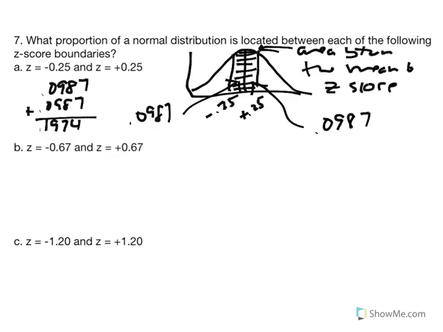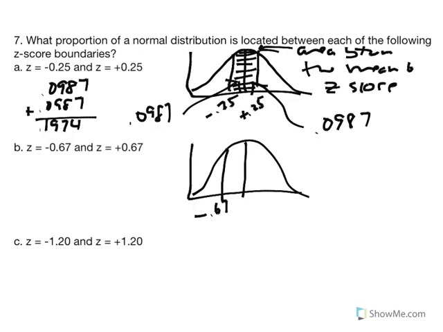Okay, so the next one, again, we draw our distribution. And now we're interested in the area between negative 0.67 and positive 0.67. Again, it's the entire area of the distribution that we're interested in. And it's going to be the same process, using the area between the mean and the z for the positive and the negative z score.